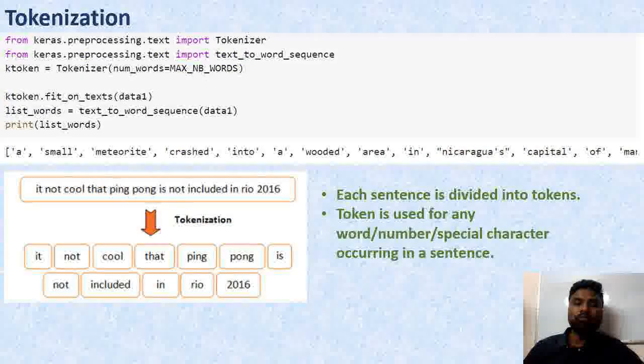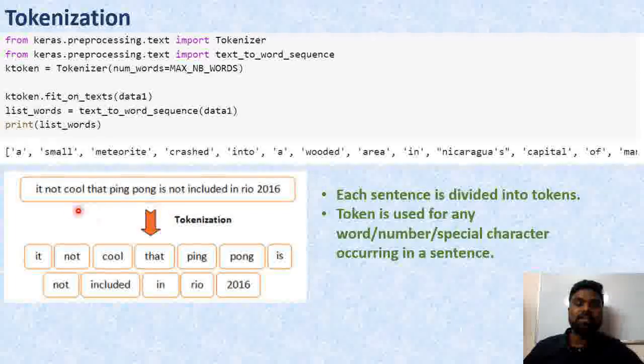Then we move to the next step, which is tokenization. On your screen we can see that in the previous step we divided a paragraph into individual sentences. Now each individual sentence, which we are taking as an object, we will now convert into tokens. What is a token? A token is used for any word, number, or special character occurring in a sentence.